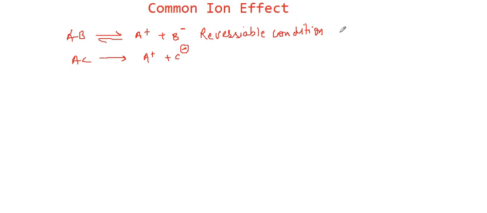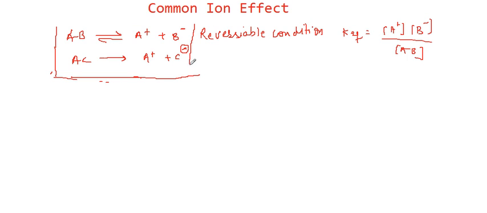Now we know the K equilibrium is constant. Suppose K equilibrium is the concentration of A plus times the concentration of B minus divided by the concentration of AB. Now if all these reactions are happening in the same container, it doesn't matter how much A plus we are getting. A plus is A plus, whether we are getting it from this reversible condition or from this salt. Now we know that the concentration of A plus has increased, because A plus was already in solution.